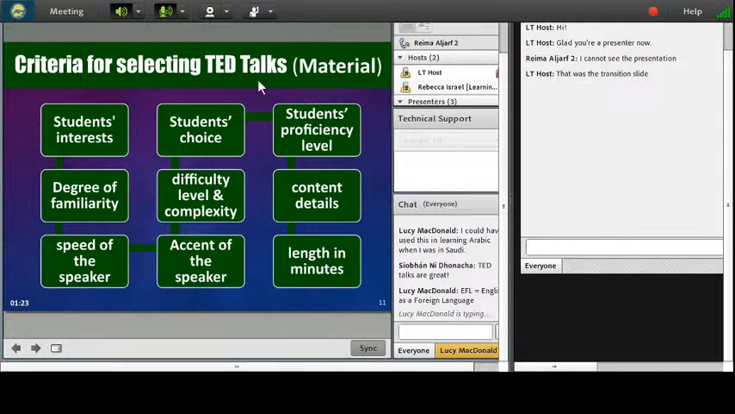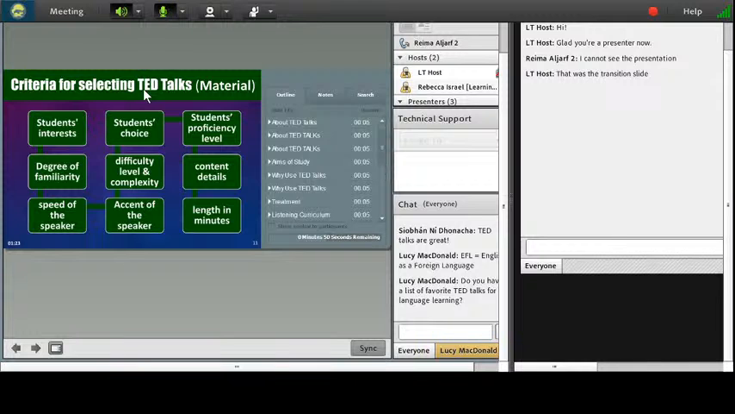When we choose TED Talks, we should take several things into consideration, such as students' interests and degree of familiarity with the topic of the talk, the speed of the speaker, and the students can also choose their own TED Talks, the ones they like to watch. And we should take into consideration the difficulty level of the talk and also degree of complexity of the topic or theme of the talk, the accent of the speaker, if the students prefer to listen to a speaker with an American accent or British accent.